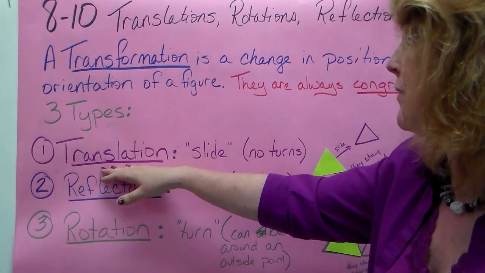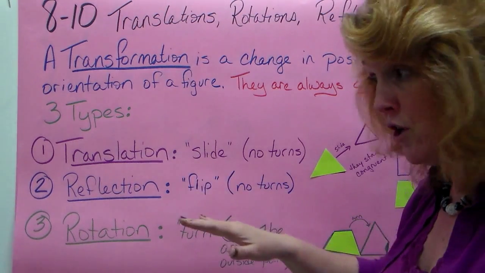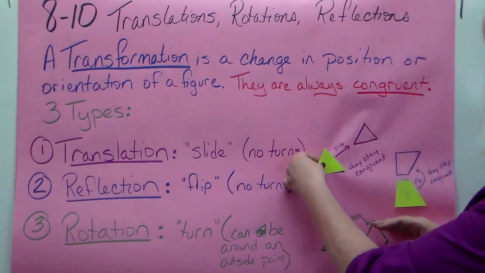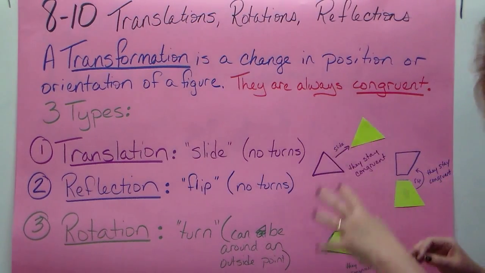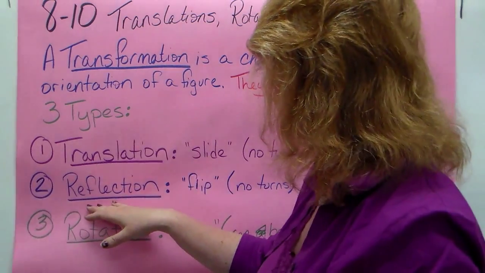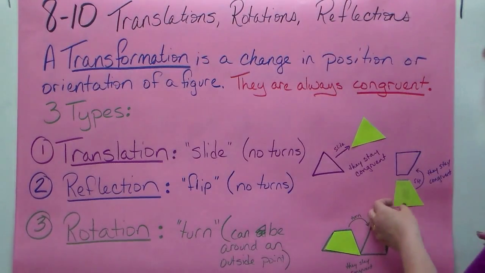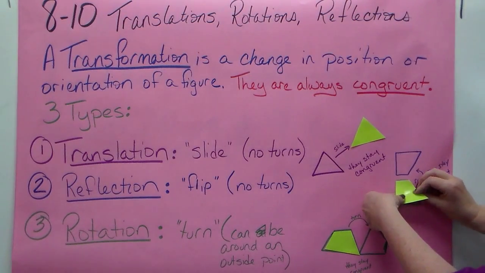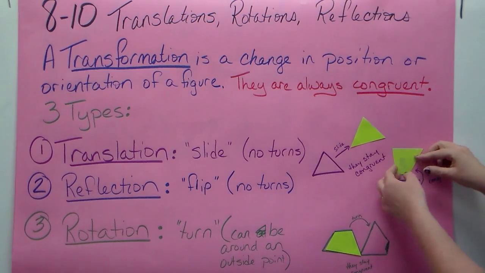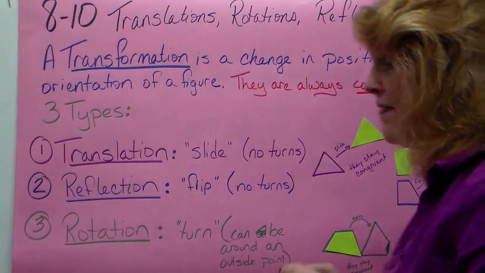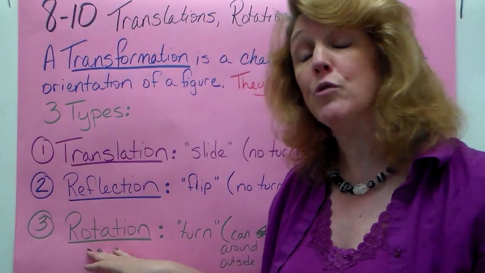Now there are 3 different ways that you can move something around. The first type of transformation is a translation. This is essentially a slide. There are no turns, you just pick it up and move it. You go from one spot to another spot. It's the same shape. The second type of transformation is a reflection. A reflection is a flip. So you go from one spot and you flip it over some imaginary line of symmetry onto another spot, and they stay congruent.